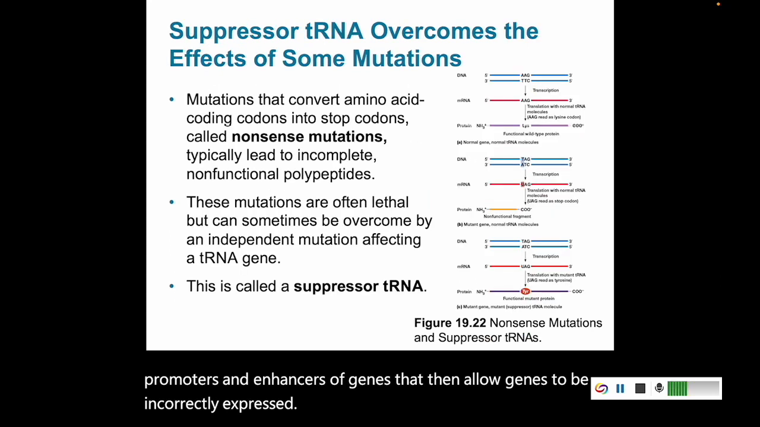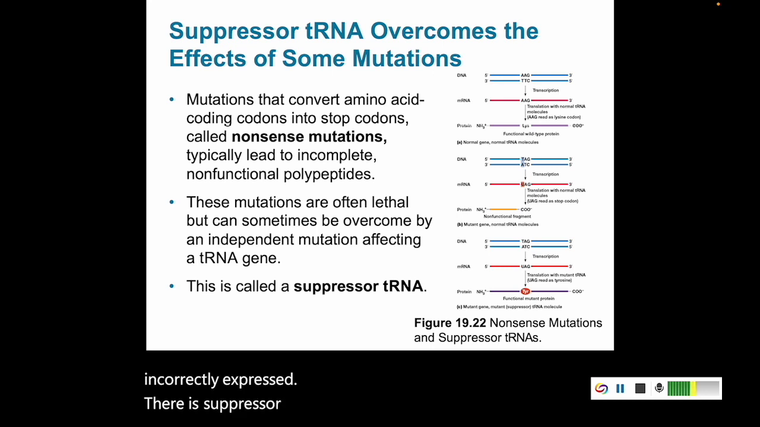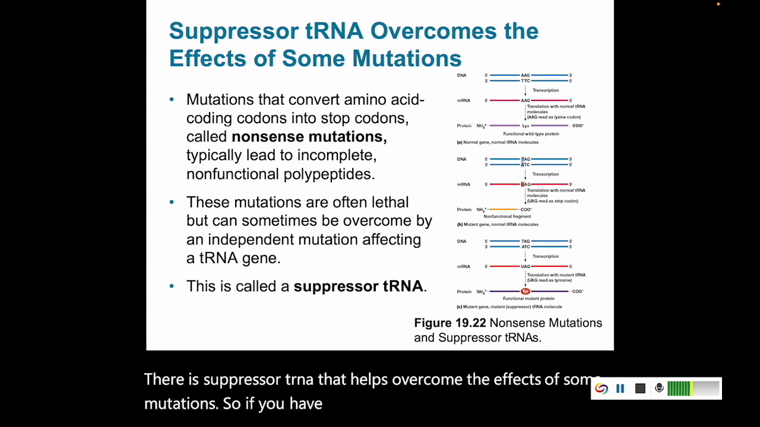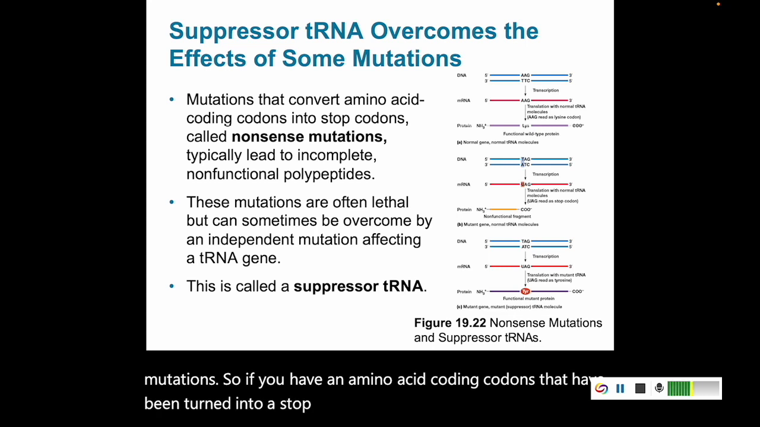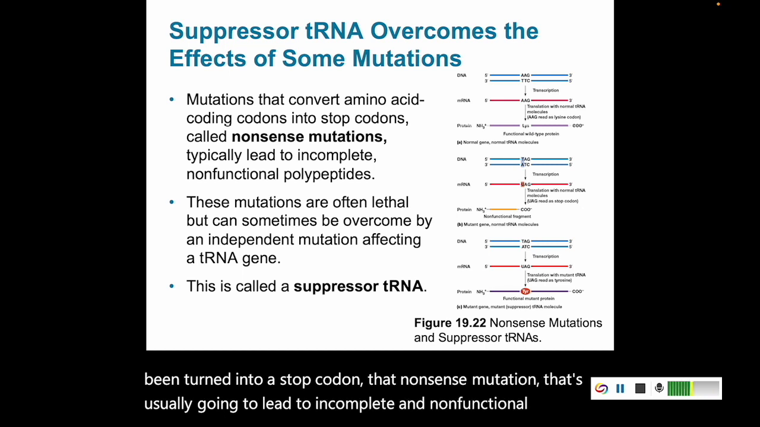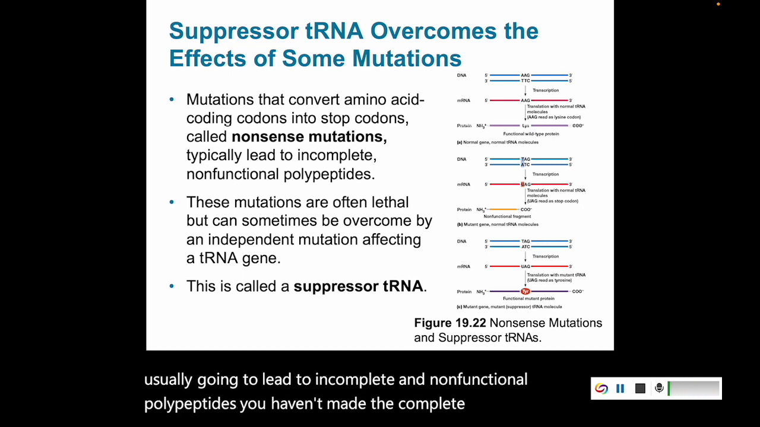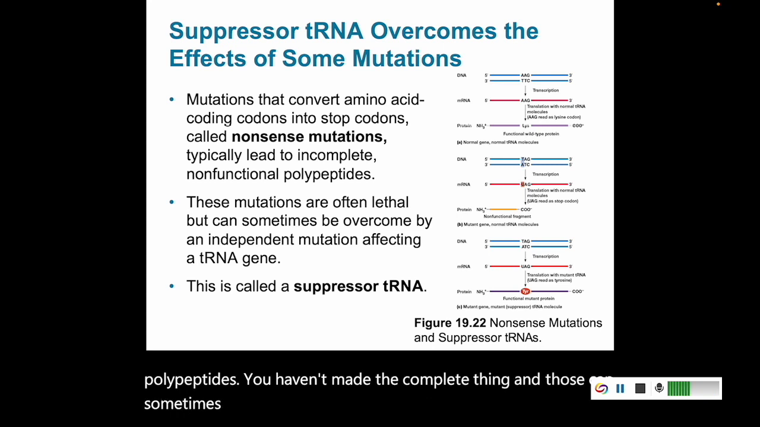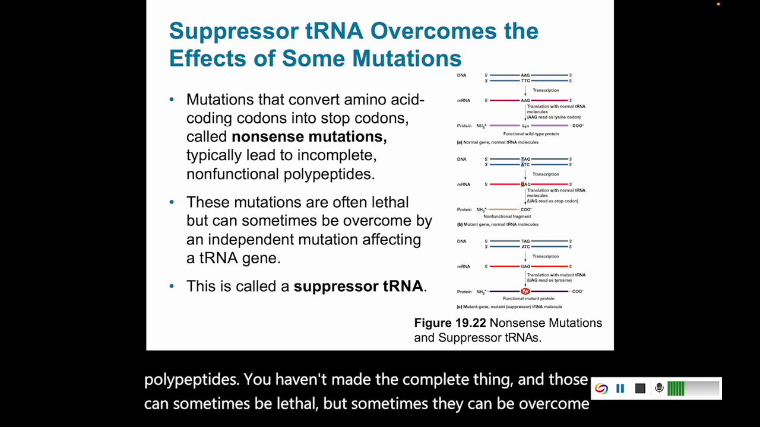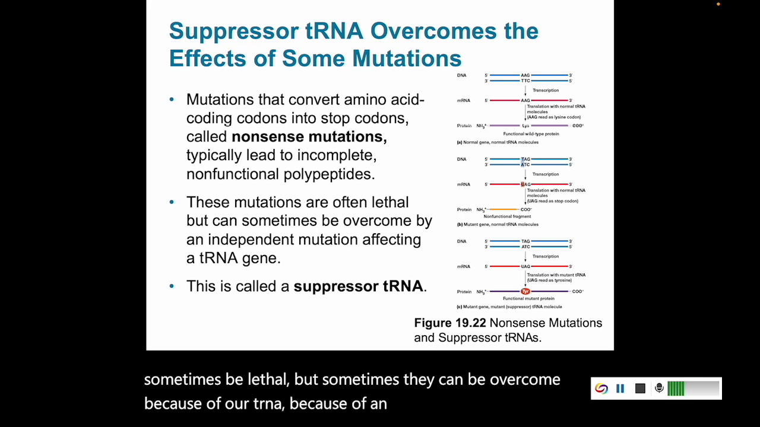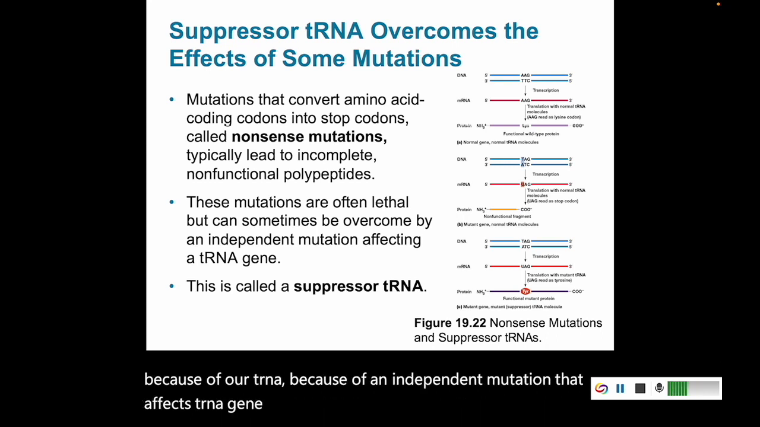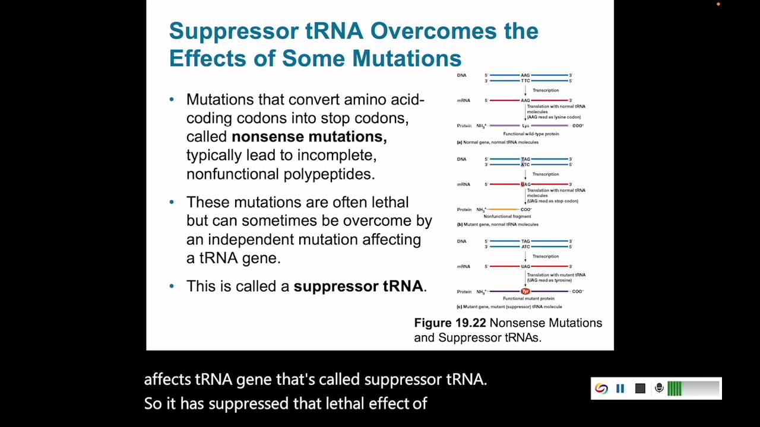There is suppressor tRNA that helps overcome the effects of some mutations. So if you have an amino acid coding codon that has been turned into a stop codon, that nonsense mutation, that's usually going to lead to incomplete and non-functional polypeptides. You haven't made the complete thing. And those can sometimes be lethal, but sometimes they can be overcome because of an independent mutation that affects a tRNA gene. That's called suppressor tRNA. So it has suppressed that lethal effect of that nonsense mutation.